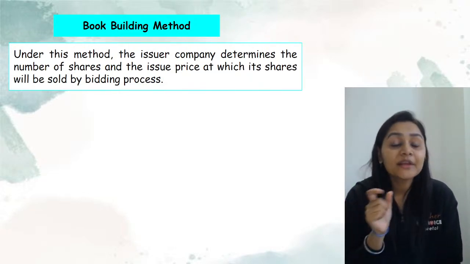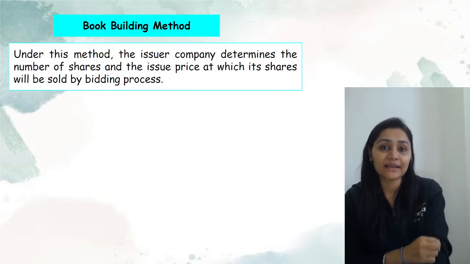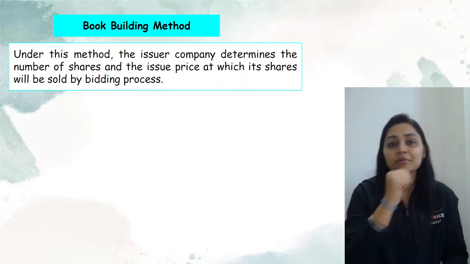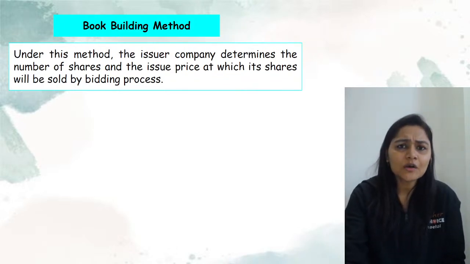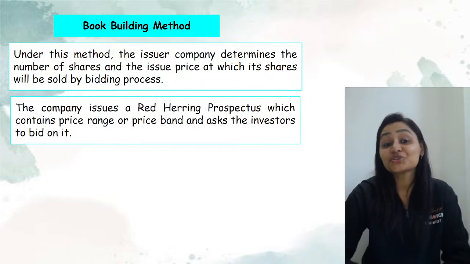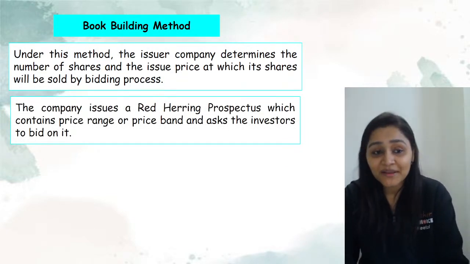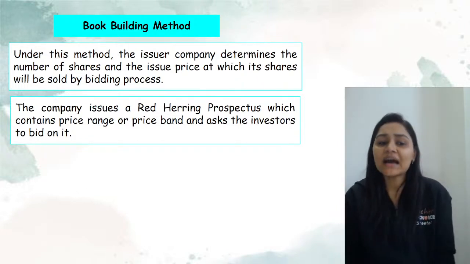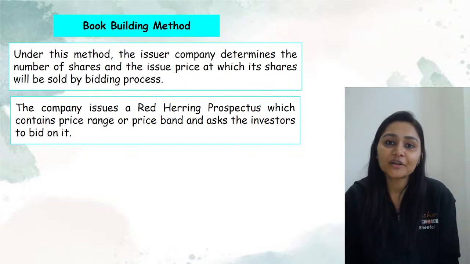this time by bidding process. तो बिडिंग होगा, बिड्स लगेंगे, मतलब it's going to be like आप अपना प्राइस बताओ, आप अपना बताओ, आप अपना बताओ. तो फिर फाइनल प्राइस किसका होगा? Let's discuss that as well. The company issues a red herring prospectus which contains the price range and asks the investors to bid upon it.